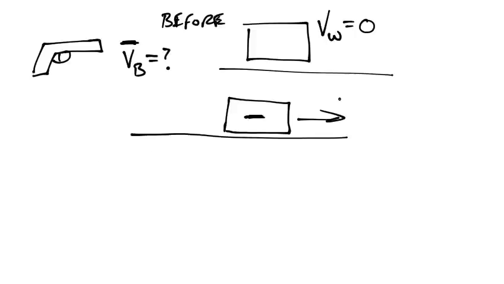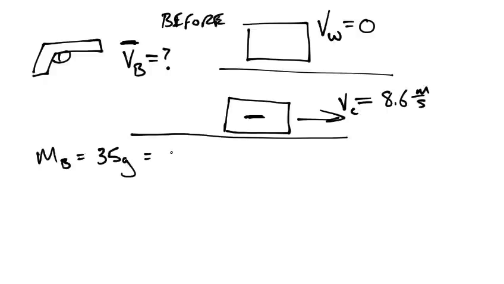But we do know that the velocity of the combination, or another word we use for this is couple, so I'm going to use the subscript C, the velocity of the couple turns out to be 8.6 meters per second. And we need the masses. So the mass of the bullet is 35 grams, which is 0.035 kilograms. And the mass of the wood is equal to 5 kilograms.